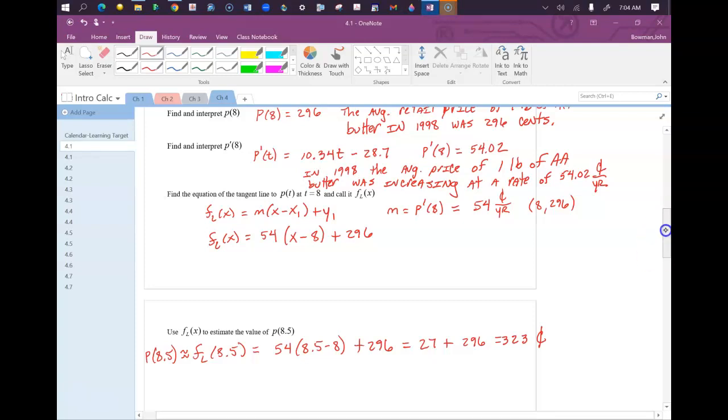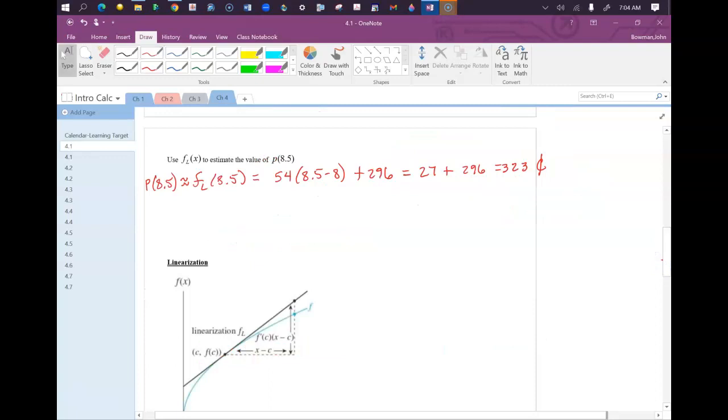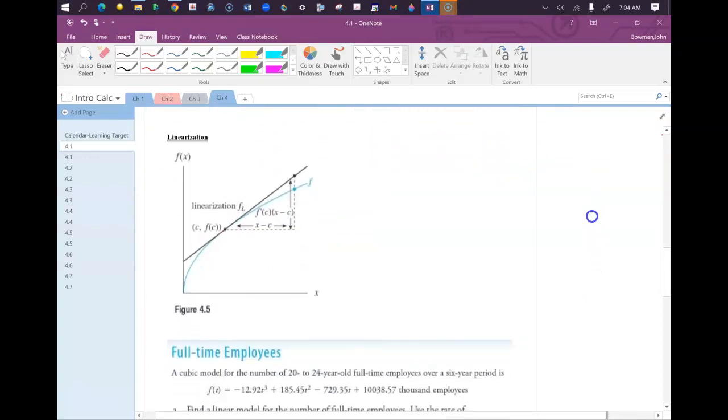So that was a specific example. What I'm going to do next is generalize this.